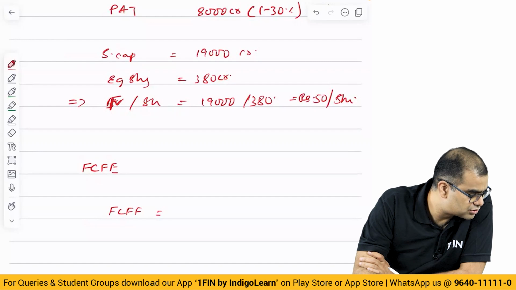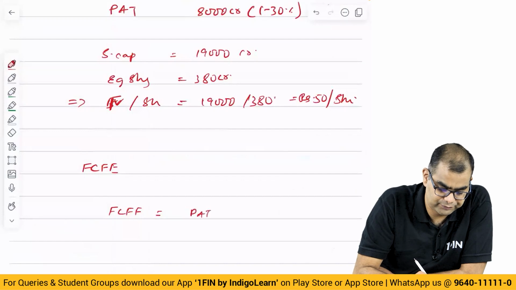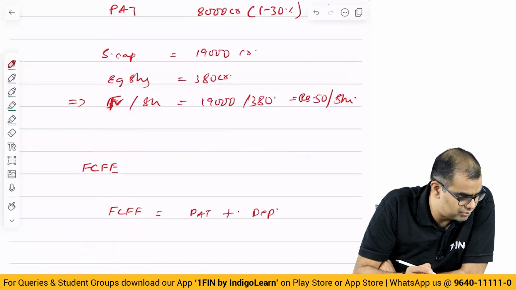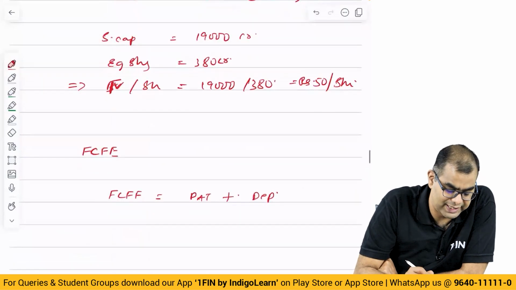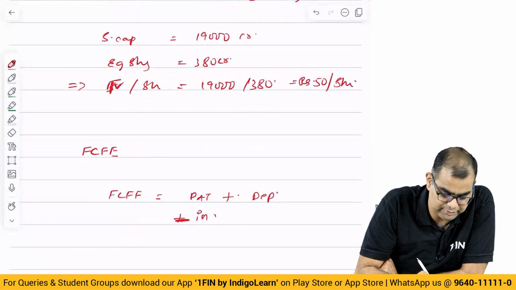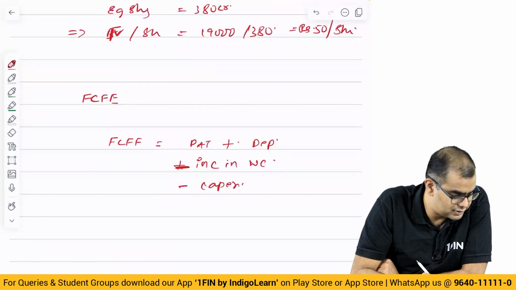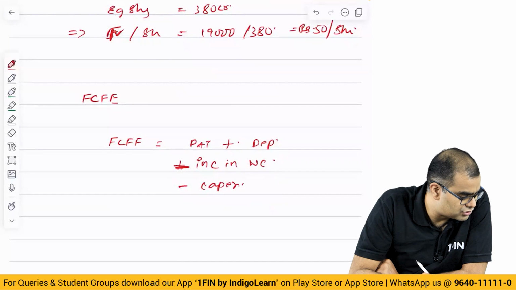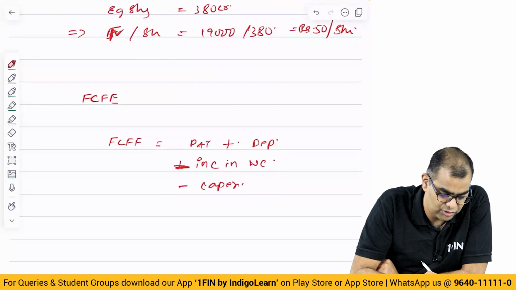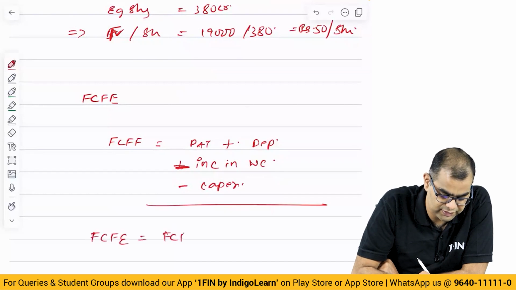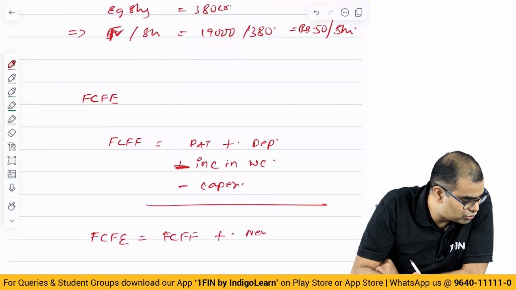Nothing. Tax rate, have they given the interest, capital, new debt to be issued? FCFF from PAT: PAT plus, are we given any debt details? No. So first let's add back depreciation, because the tax benefit of depreciation has been taken, minus increase in working capital, minus capex. Then new debt issued for funding is not part of FCFF, that is FCFE. And FCFE is equal to FCFF plus new debt issued.